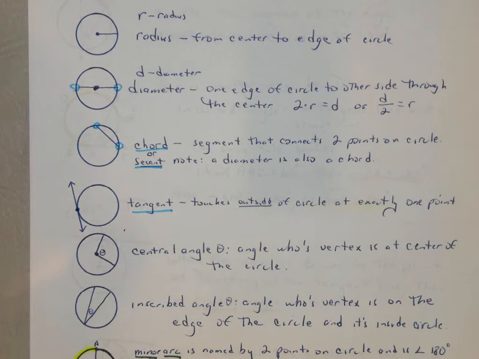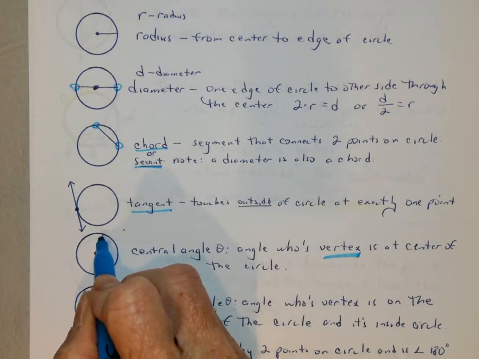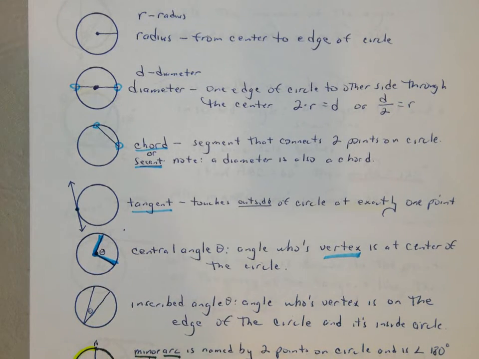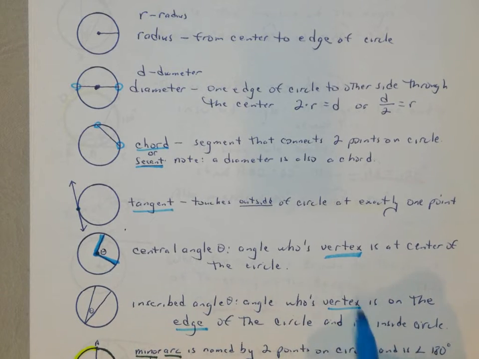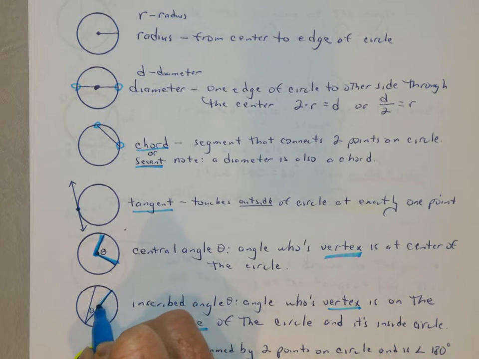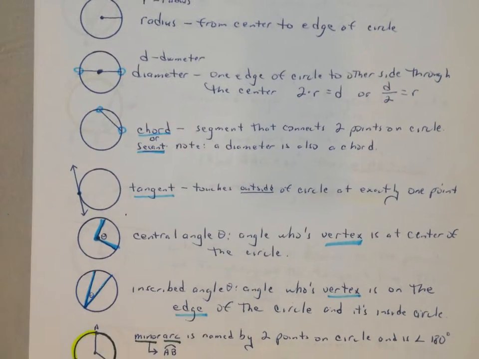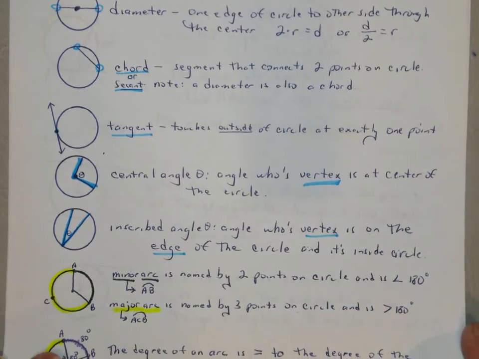Now, a central angle is an angle that has a vertex at the center of the circle, and this is your vertex, your V part. So this is your center, and that's the vertex, and that is called a central angle. An inscribed angle is inside the circle, but the vertex is on the edge of the circle. It is not at the center. So this is an inscribed angle, and it's inside the circle. Okay, ladies and gentlemen, so these are all definitions that we have to know.